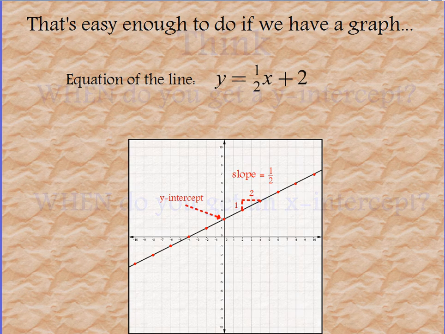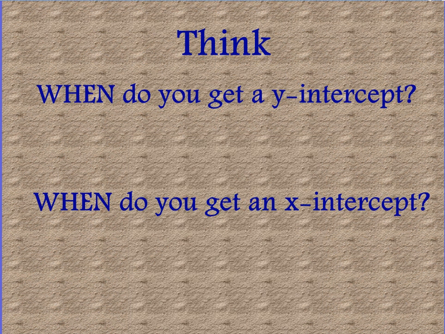Before we move on to tables, let's stop and think for just a minute. We've covered this topic before, but think about when exactly it is that you get a y-intercept. What's true of all points on the y-axis? Well, every point on the y-axis has an x value of 0. So we know that we have a y-intercept when our x value in any given point is 0.